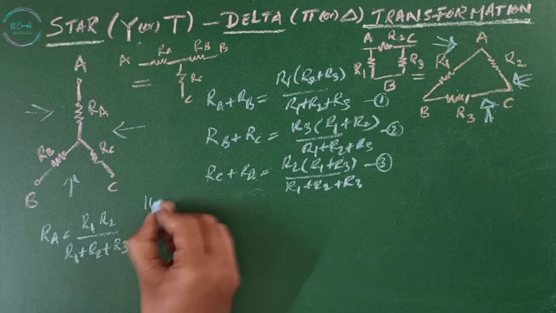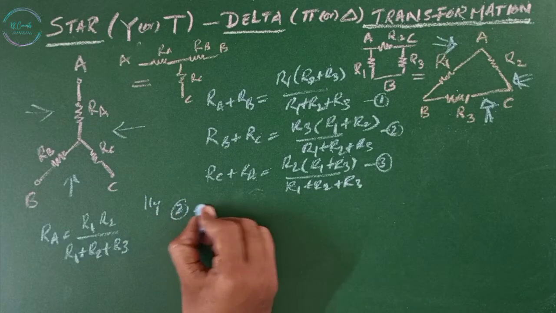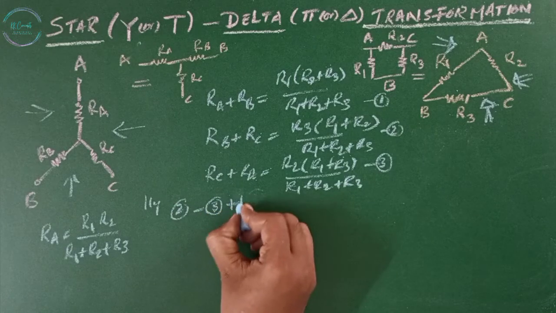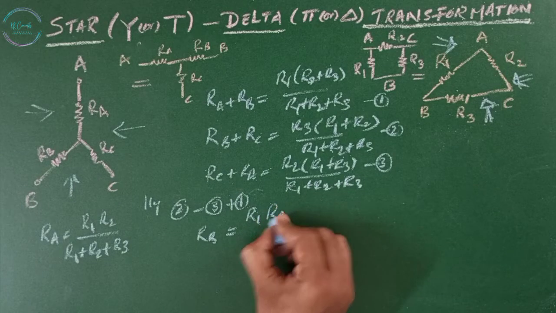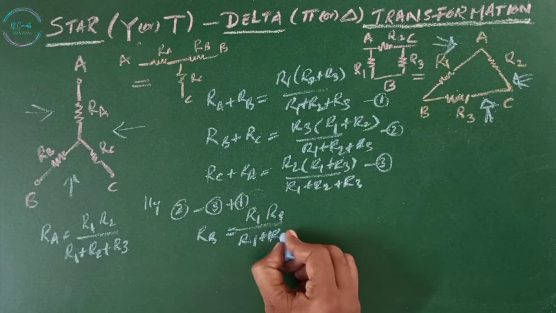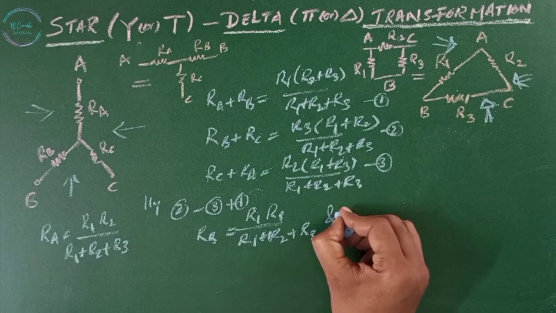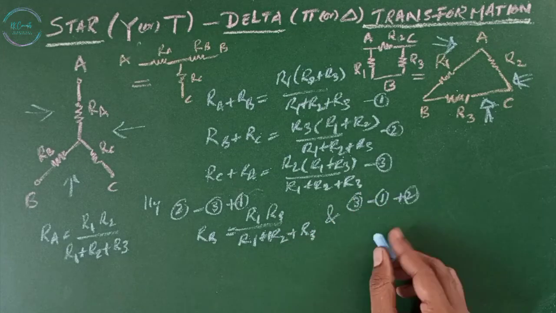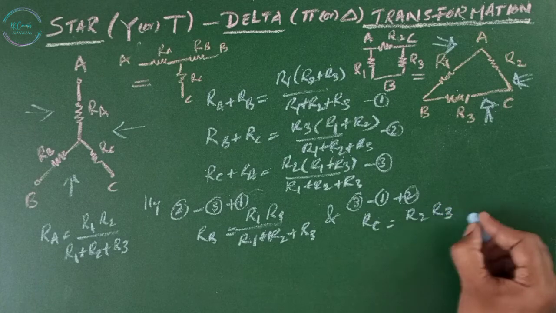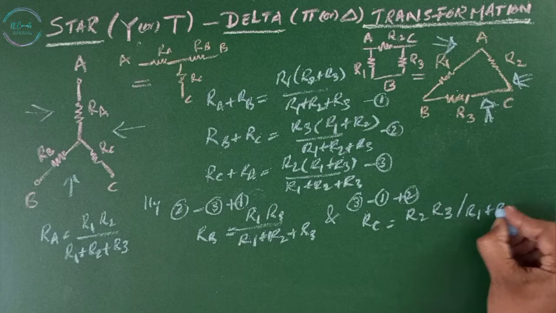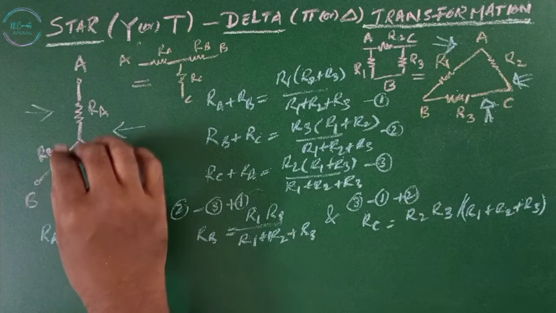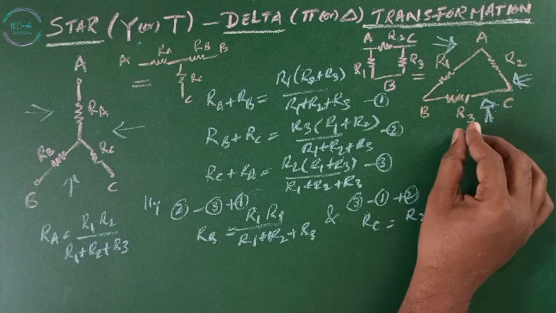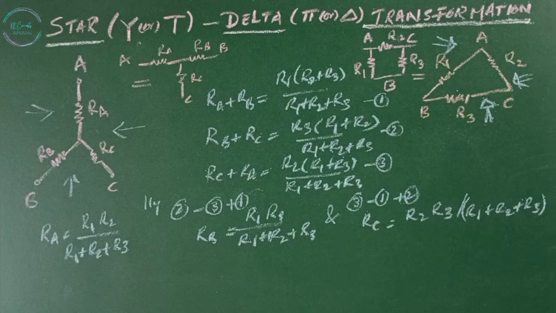Similarly, equation 2 minus equation 3 plus equation 1, then you will get RB equals R1R3 divided by R1 plus R2 plus R3, and RC equals R2R3 divided by R1 plus R2 plus R3. Now we have the resistances of the star network in terms of the resistances of the delta network. Now we need to find the resistances of the delta network in terms of the star network.